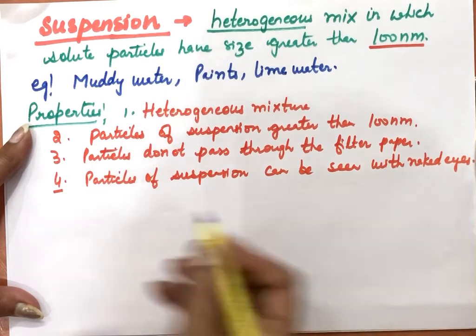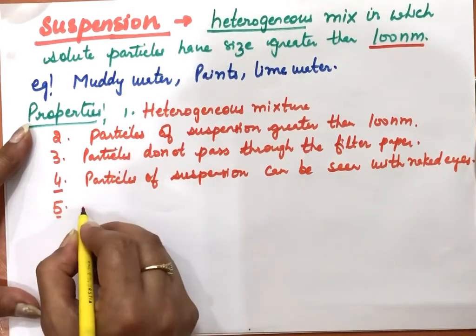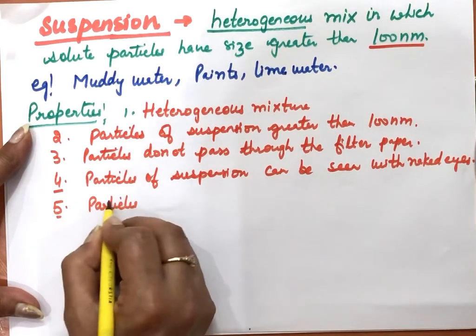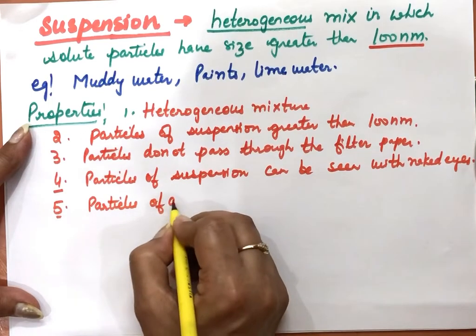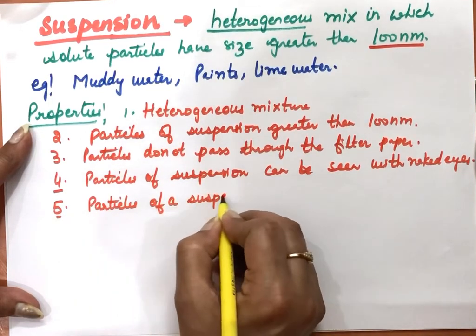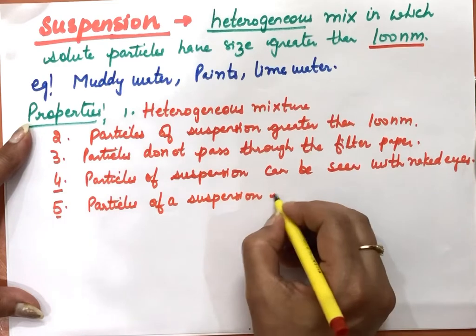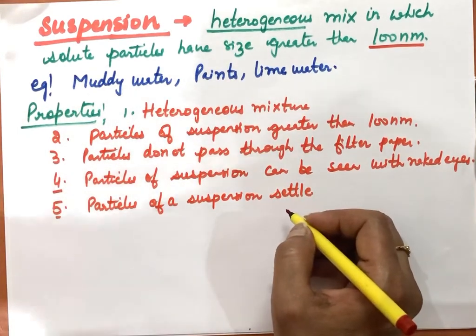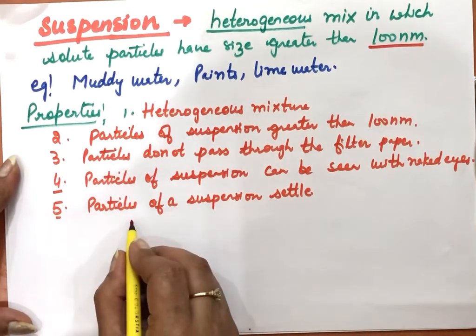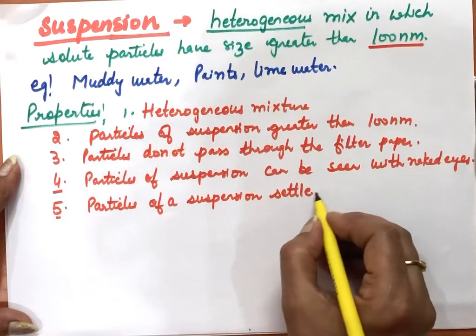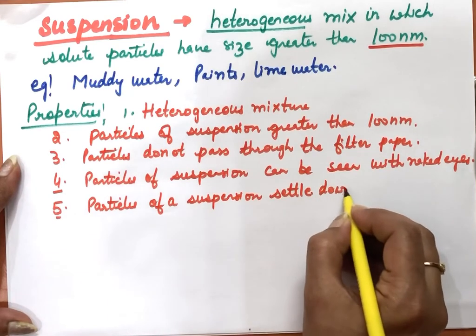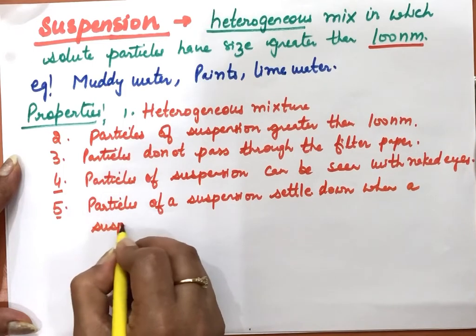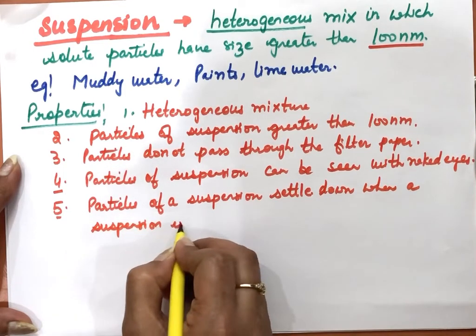And of course with the help of a simple microscope also. And particles, they settle down when we leave a suspension for some time. That means suspension is not stable. The solute will start separating out from the solvent here. So if you take water and add some sand into that, after some time what you will see is the particles of sand in suspension settle down when the suspension is left undisturbed.